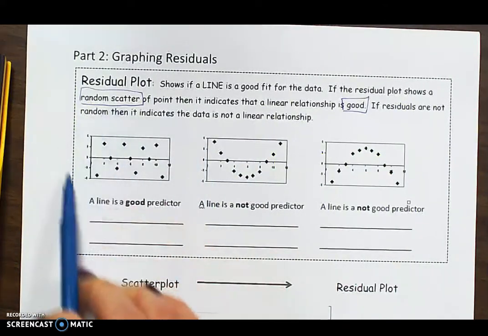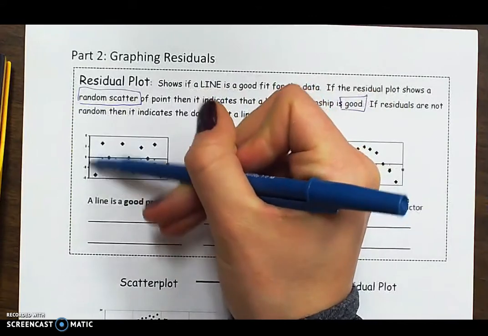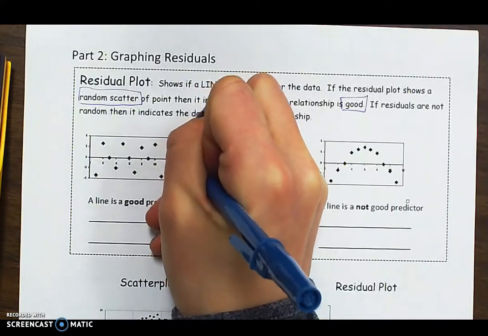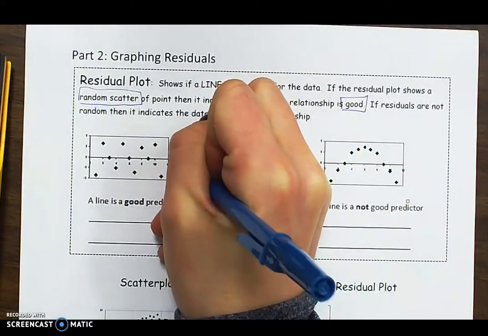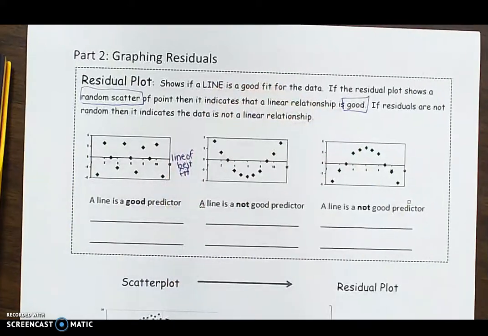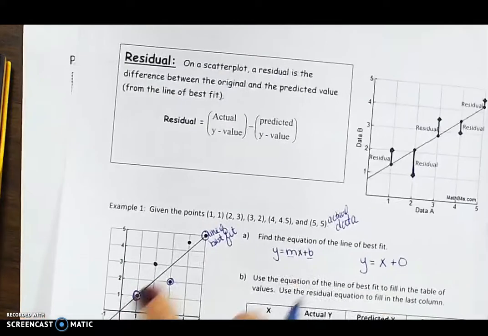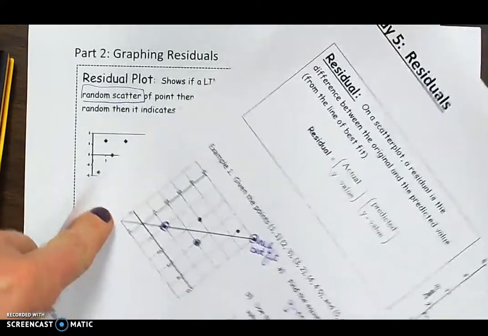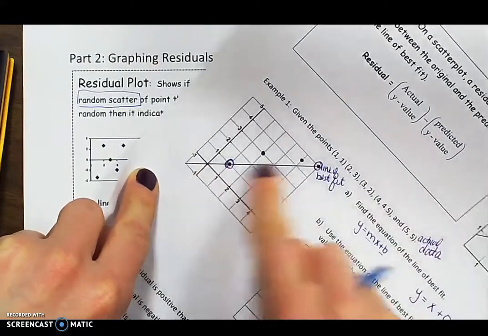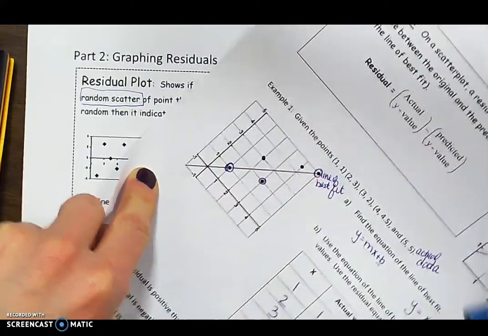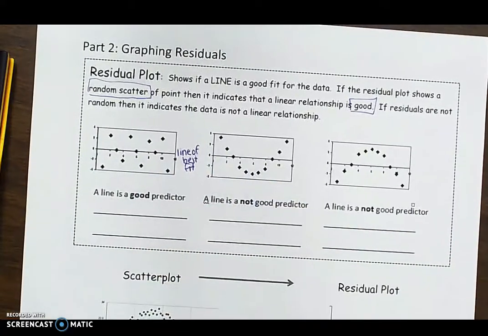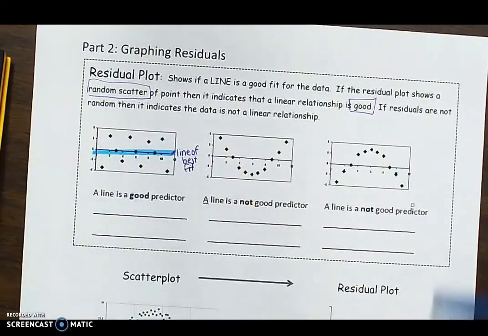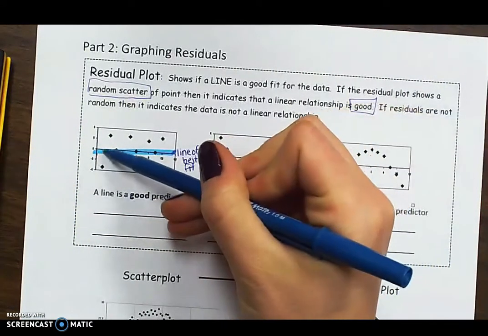If the residuals are not random, then it indicates that the data is not linear. All right, this is what a residual plot looks like. We have our y's. Now your x-axis is actually the line of best fit. So what we're doing is taking this line of best fit, like we had in our first example, and turning it sideways so that it becomes our new x-axis.